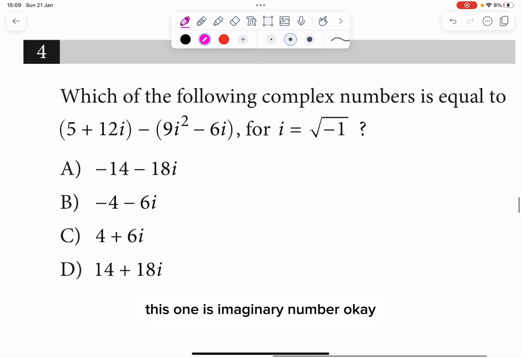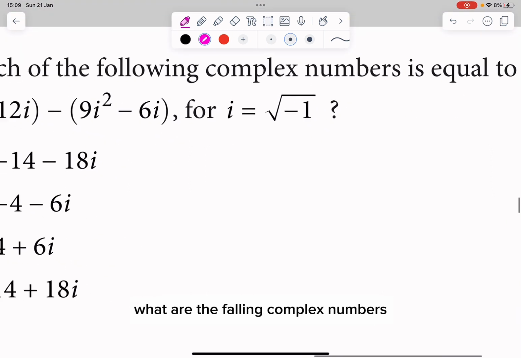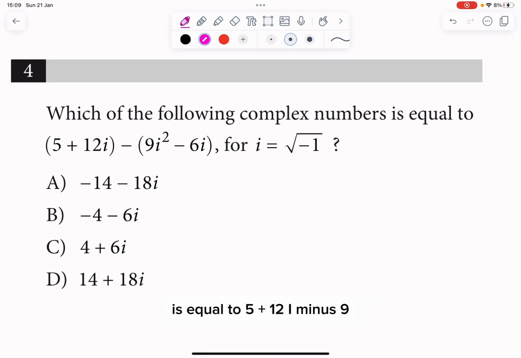Oh, this one is an imaginary number. Okay, which of the following complex numbers is equal to 5 plus 12i minus 9i squared minus 6i, for i equal to the square root of minus 1? I mean, yeah, no, not squared. It's the square root of minus 1.